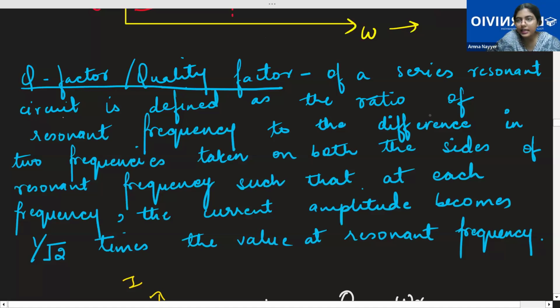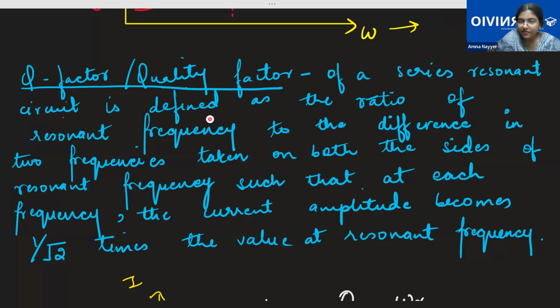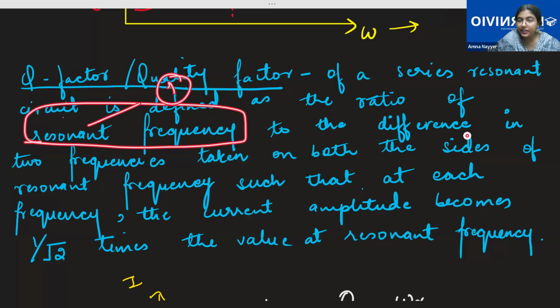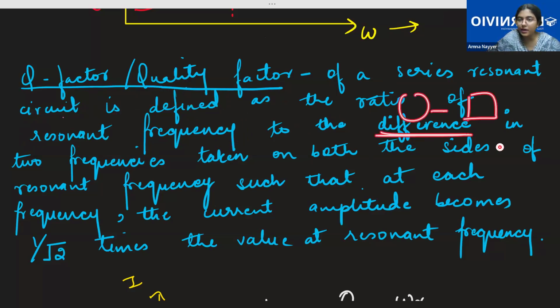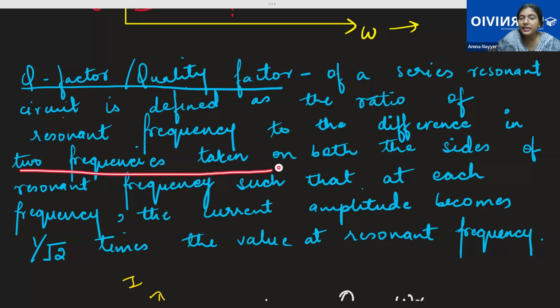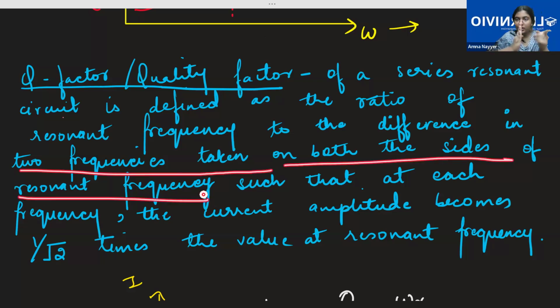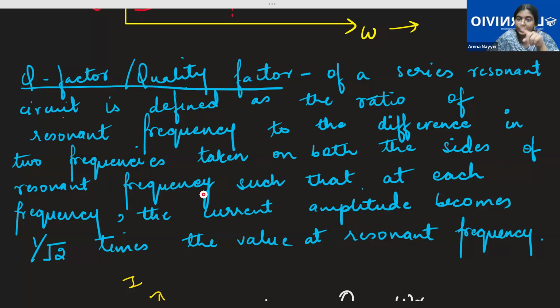See, this says: Q factor or quality factor of a series resonant circuit, meaning a series LCR circuit at the resonant condition when XL is equal to XC, is defined as the ratio of the resonant frequency to the difference, you are subtracting two frequencies taken on both sides of the resonant frequency, such that at each frequency the current amplitude becomes 1 by root 2 times the value at resonant frequency.